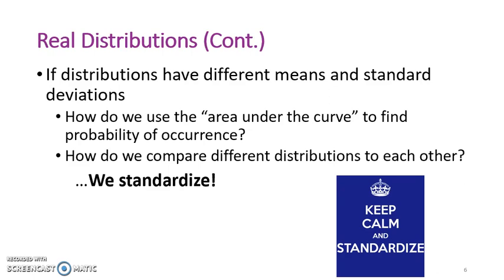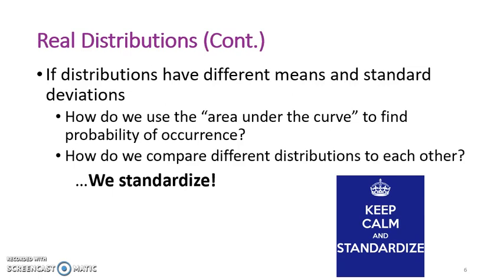How can we do this if our actual distributions don't have a mean of 0 and a standard deviation of 1? With the pain distribution, which has a mean of 5.5 and a standard deviation of 1.8, I could use the mean and standard deviation formulas to figure out the scores that are 1, 2, and 3 standard deviations from the mean, but it's a little annoying to do that. Another question is, how could we compare two different distributions to one another if their means and standard deviations differ? The answer is we need to standardize.